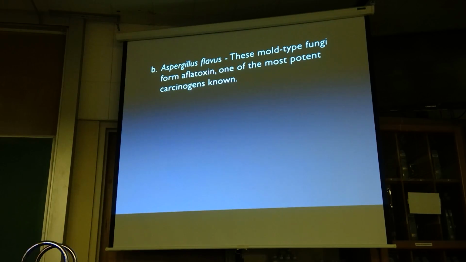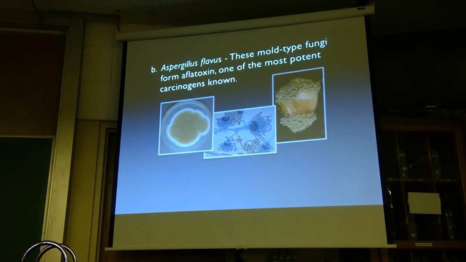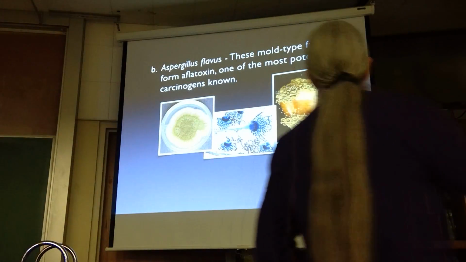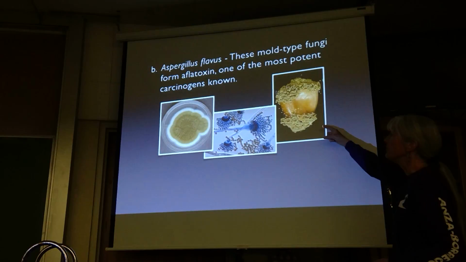Aspergillus flavus is a mold-type fungus that produces a very potent carcinogenic toxin. It's called aflatoxin. Well, afla, A is for Aspergillus, FLA is for flavus. So aflatoxin is just short for Aspergillus flavus toxin. This is one of the most potent carcinogens known. So this is really problematic because Aspergillus flavus is a common mold-type fungi. They live in soil. What you see in this image is Aspergillus flavus on the surface of a corn kernel.